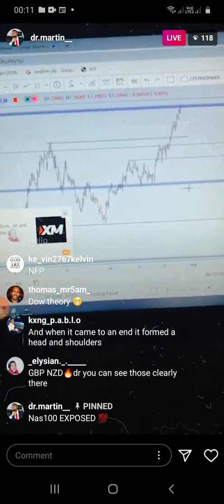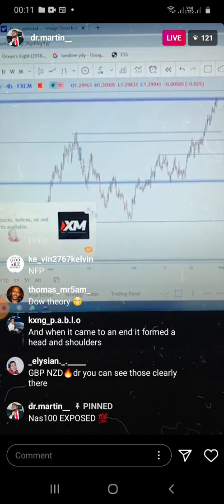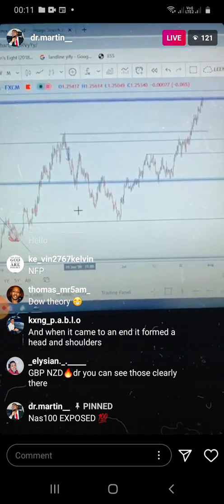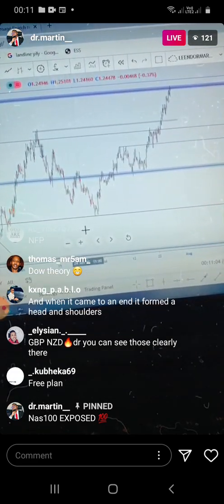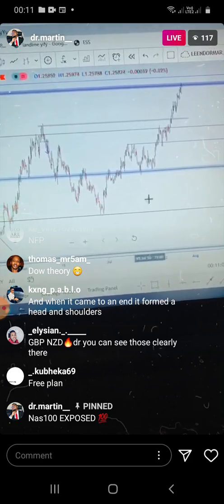What the hell is this? Guys, what the hell is going on with my TradingView? Like, why am I getting ads? I don't even know, but it's fine.